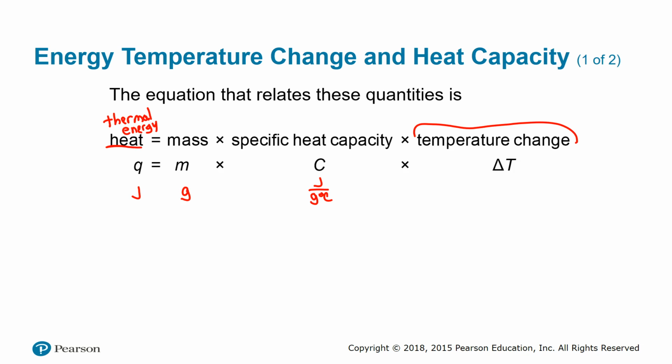All right. And then delta T just means change in temperature. All right, our temperature change. So for this one, delta T is actually your final temperature minus your initial temperature. So your ending temperature minus your starting temperature.